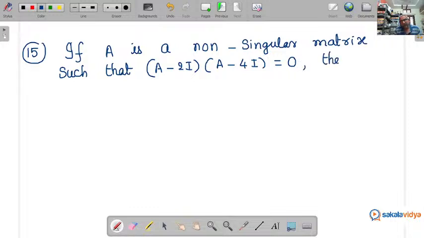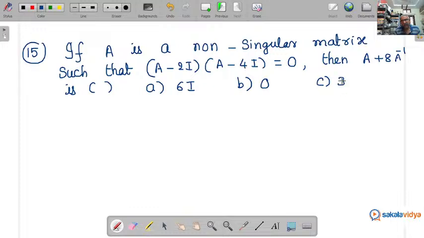So, then A plus 8A inverse is: option A, 6I; B, this is O; C is 3I; D is I. So that we need to find out. So let me read the question carefully. First of all, try to solve this question, all of you. Think about this problem. So what is your answer?